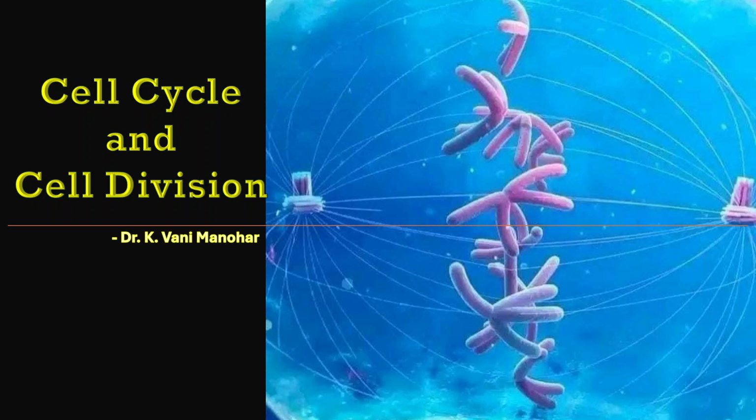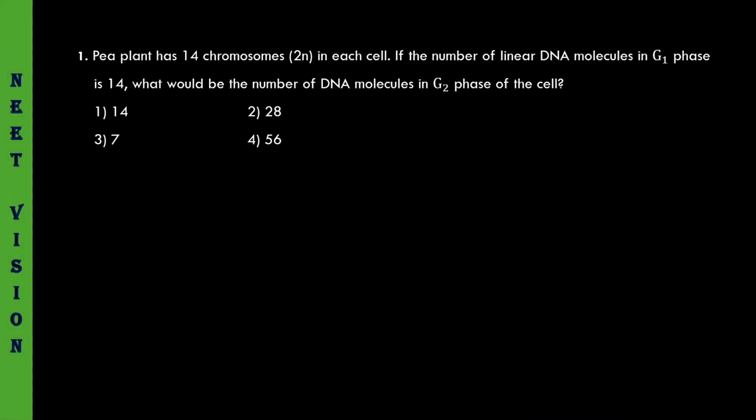So let us enter into the questions related to this particular chapter. The first question is, pea plant has 14 chromosomes in each cell. The 2n means diploid one. If the number of linear DNA molecules in G1 phase is 14, what would be the number of DNA molecules in G2 phase of the cell?